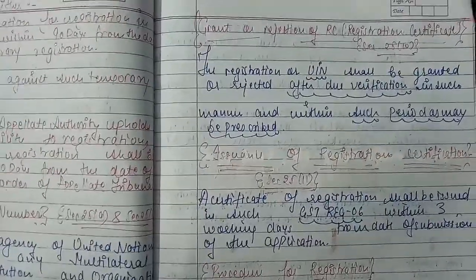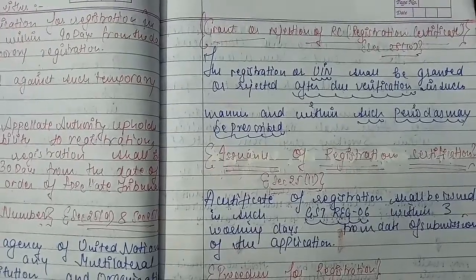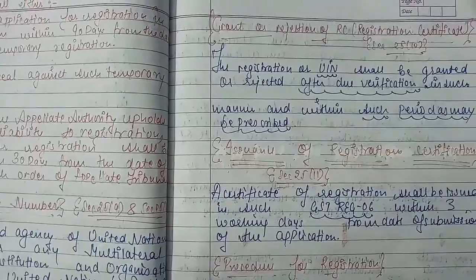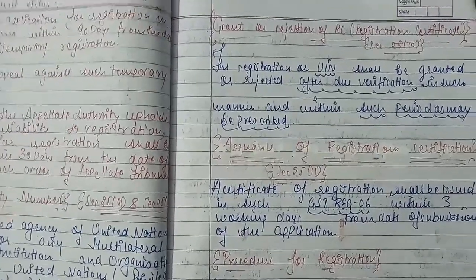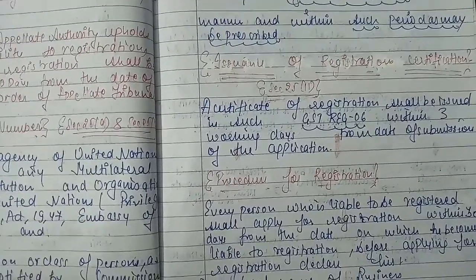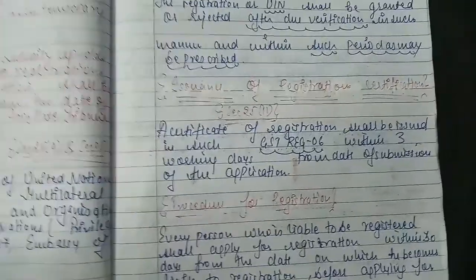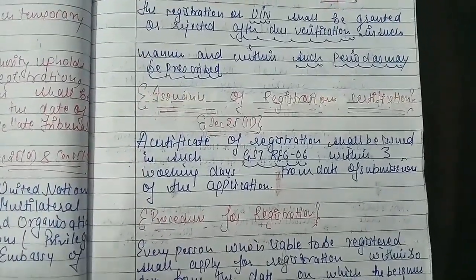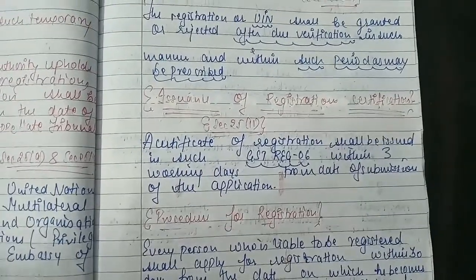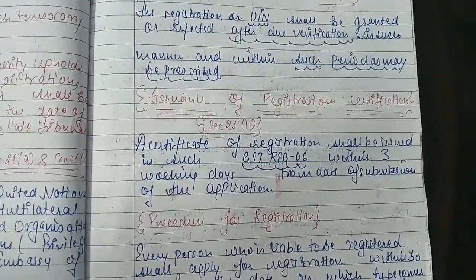Now, the grant or rejection of registration, or we can say unique identity number, shall be granted or rejected after due verification. Now, the next point is the issuance of registration certificate. The certificate of registration shall be issued in form GST REG 06 within 3 working days from the date of submission of the application for grant of registration.